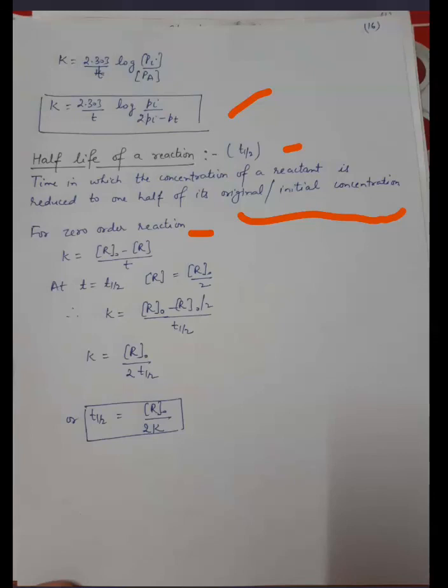You know, for a zero order reaction, k is equal to R naught minus R upon t. Earlier we have derived this. At t equal to t half, half of the reactant has reacted, so R is equal to R naught by 2. Putting the value of R equal to R naught by 2 and t equal to t half, we get t half is equal to R naught by 2k. This equation is the half-life period for a zero order reaction.